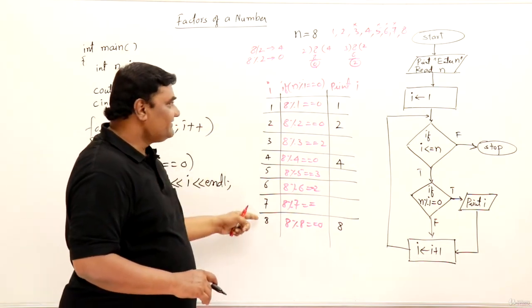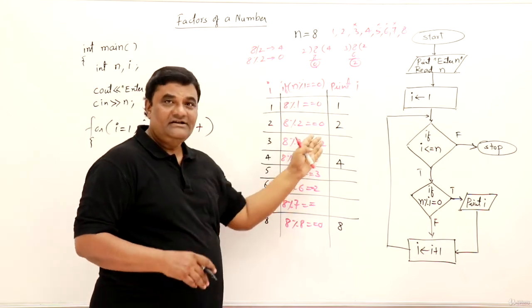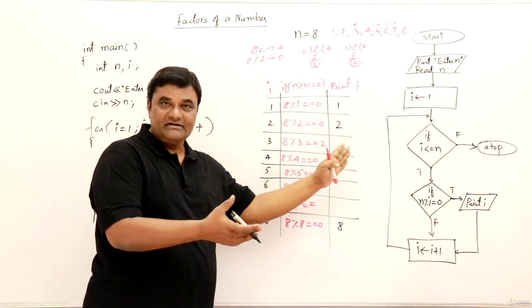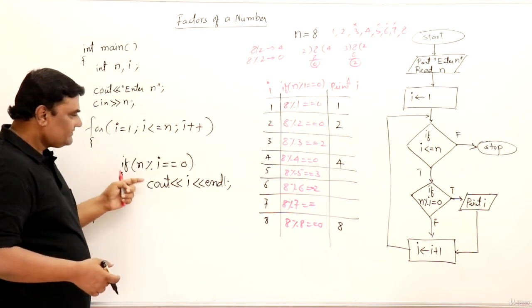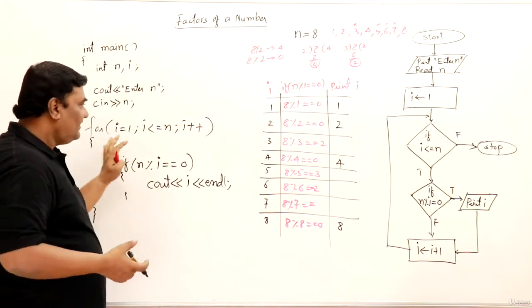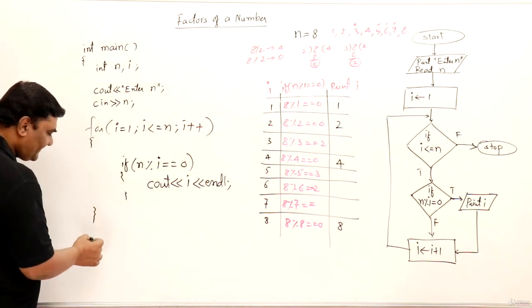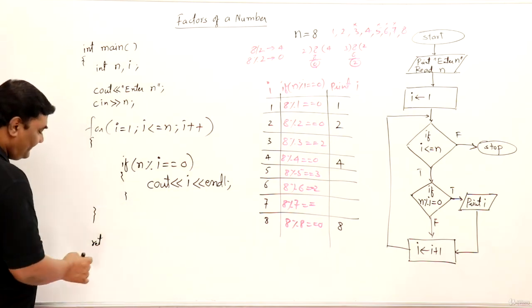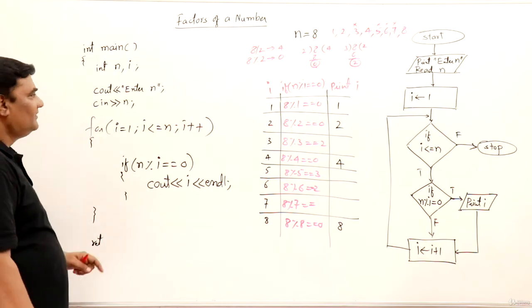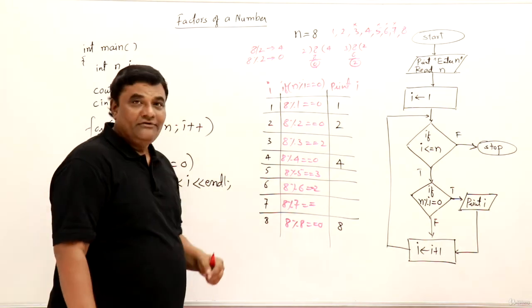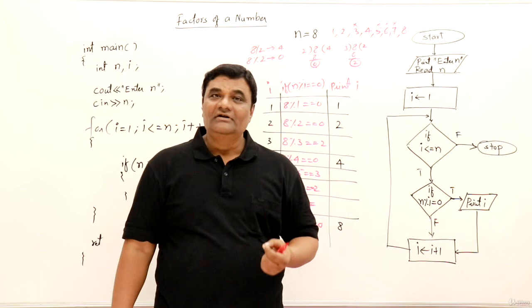This i is acting as a counter and we are checking the condition, printing, checking the condition, printing. i is like a counter with a for loop. So that's all. This is the program. Then here return 0 that you have to write down and close it. So this is the procedure for printing factors of a number.